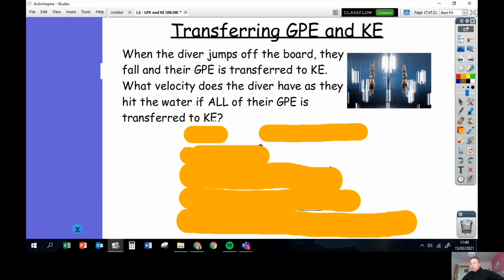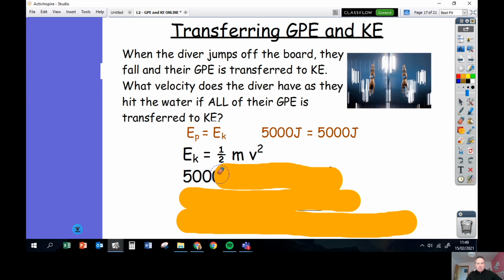Now look, there are no numbers in this question. You're thinking, how on earth can I work out the velocity? If I'm trying to work out the velocity using my kinetic energy sum, how am I going to do that? Well, the important thing to remember is the amount of potential energy they start with is equal to the amount of kinetic energy they end up with. So if they start with 5,000 joules of potential energy, they're going to end up with 5,000 joules of kinetic energy. So I can start my kinetic energy sum by saying, hey, I know how much kinetic energy they have, 5,000.